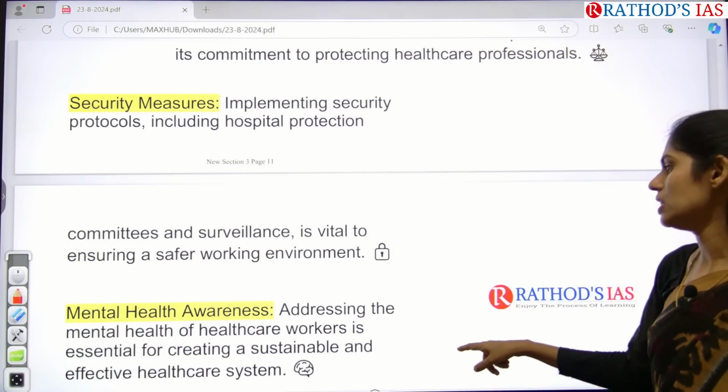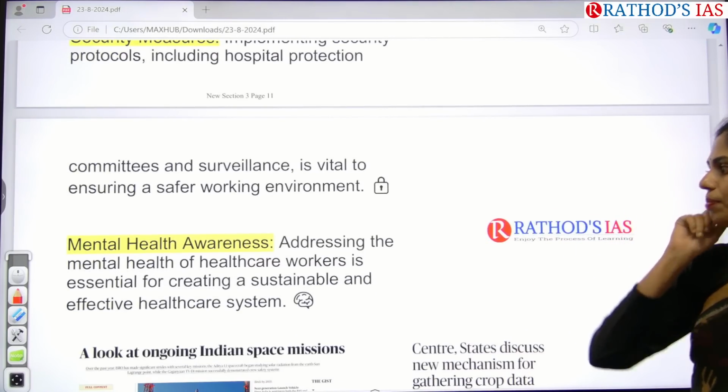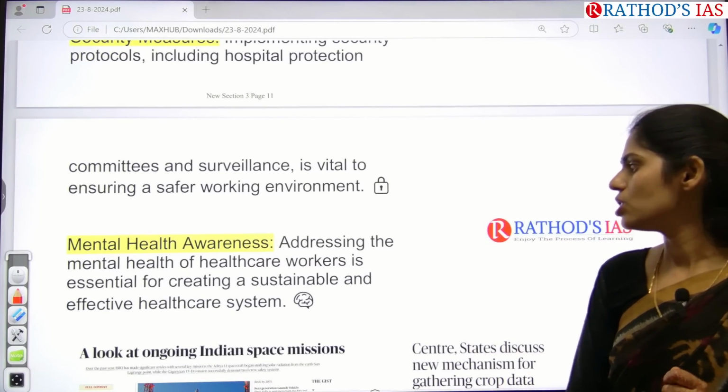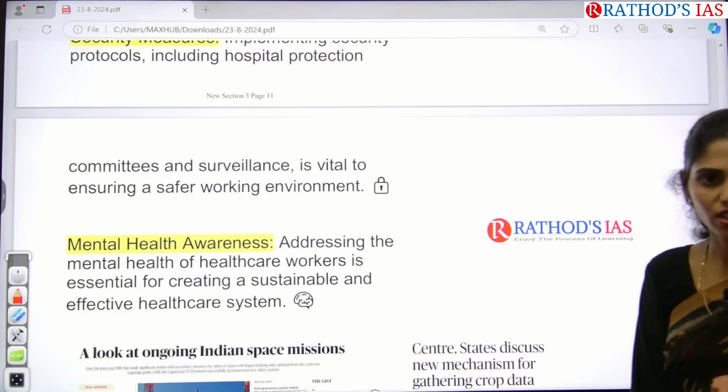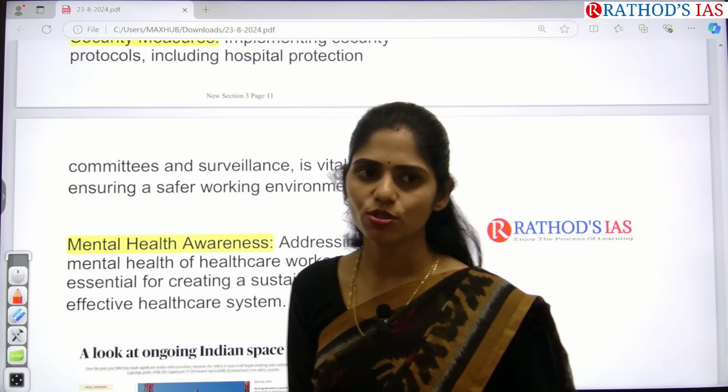And the next one here is, we also have to address the problem of mental health of the workers so that we can create a sustainable and effective healthcare system in our country. Okay, so these are the points that you have to know.